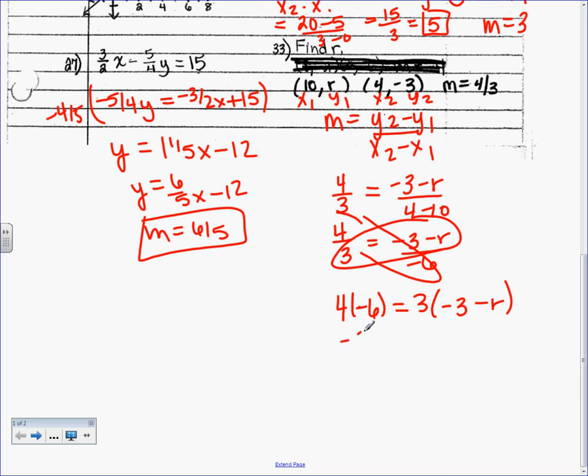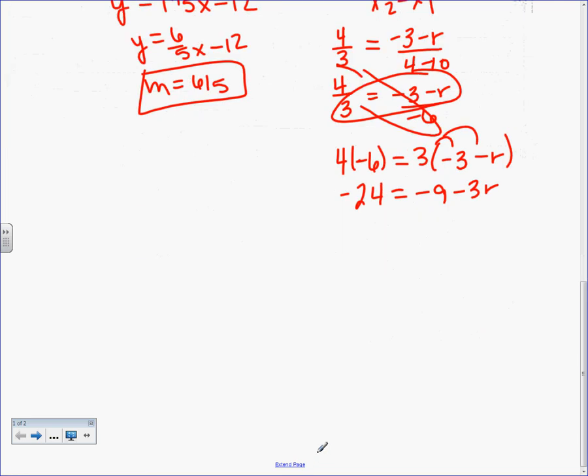So that's going to be negative 24 equals, distributive property, negative 9 minus 3r. From there, you should definitely be able to finish this problem. What are you going to do next? You're going to add the 9, right? So we get, what's negative 24 plus 9? It's going to be negative 15 equals negative 3r.